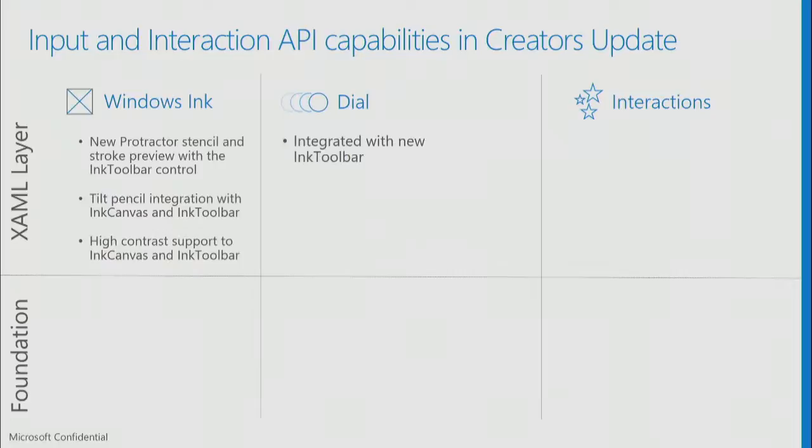Let's start with Windows Ink. As you all know, we introduced the Ink Canvas and Ink Toolbar with the Anniversary Update that made it really easy for you to add inking support in your application by writing just 2 lines of XAML code. What we've done with Creators Update is we've made those Ink Canvas and Ink Toolbar even more powerful. We have a new protractor stencil that can be used to draw not only circles, but it can also be used to draw arcs as well.